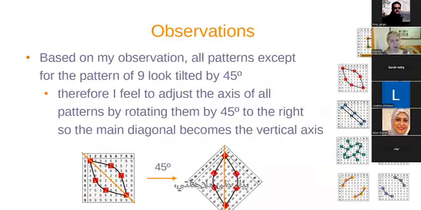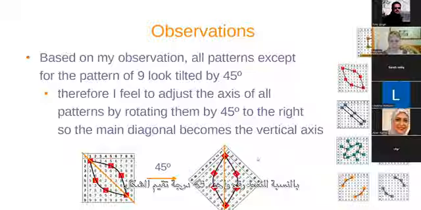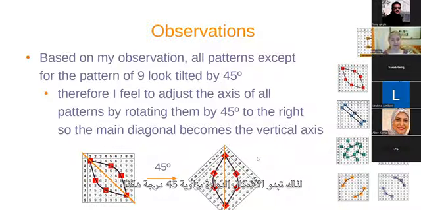Based on my observation, all patterns except the pattern of number 9 look tilted by 45 degrees. Therefore, I feel like adjusting the axis of all patterns by rotating them by 45 degrees to the right so that the main diagonal becomes the vertical axis. An example is shown here for pattern number 1: 45 degrees to erect the shape. So 45-degree rotated shapes look like this.